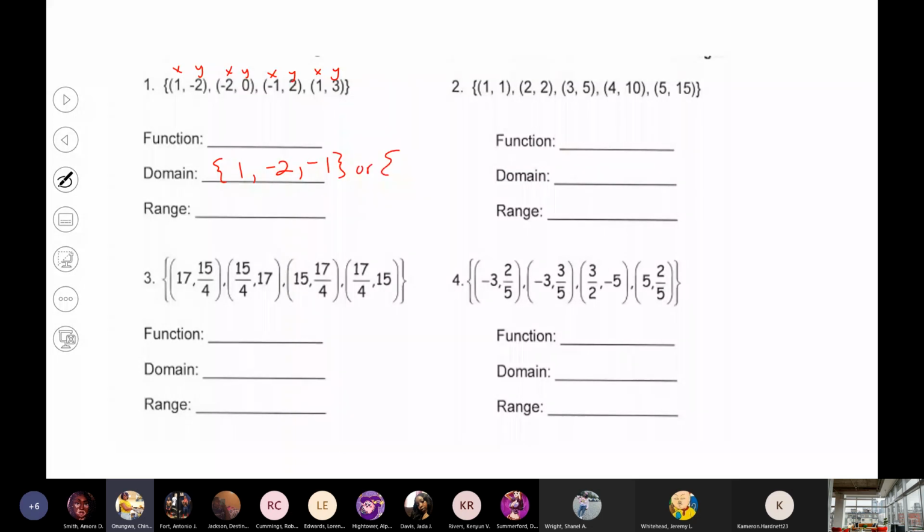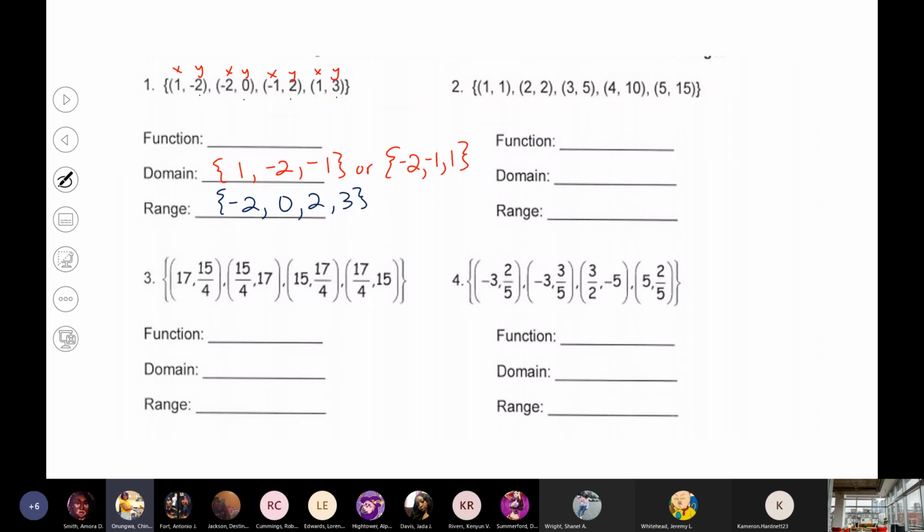And you want to put your set in order from least to greatest. So I'm just going to rewrite it as -2, -1, 1. Your range is your set of Y's, okay? So here, my range would just be all the second numbers. So -2, 0, 2, 3, okay?